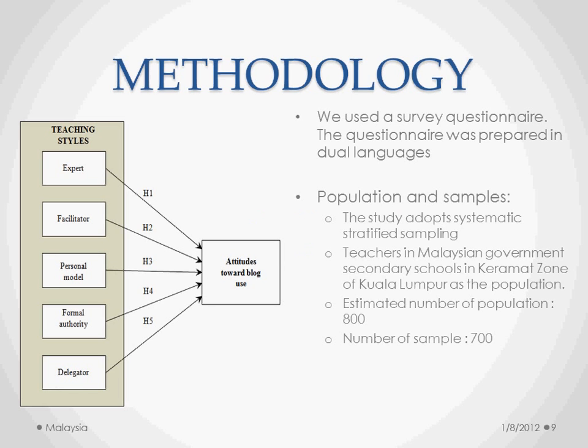The study adopts a systematic stratified sampling approach using Malaysian government secondary schools in Keramat Zone of Kuala Lumpur as the population. Out of 20 schools in the zone, 10 schools were selected as sample, with 700 teachers responding. We use a survey questionnaire and adapt items from previous research.